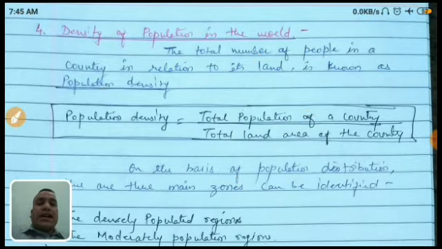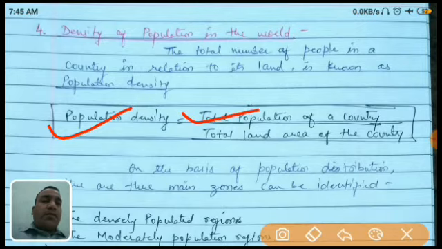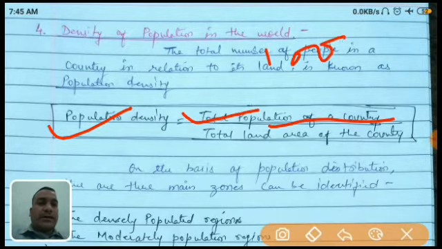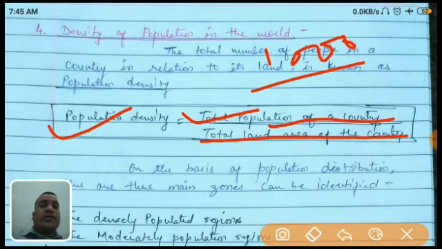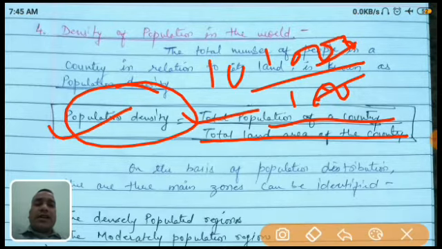Now you can understand very easily by this formula. Population density is the total population of the country divided by the total land area of the country. Just like if the total population is 1000 and the total land area is only 100, then if we divide, it is 10. So 10 people per square kilometer are living in that area. This is the population density. I hope it is clear.